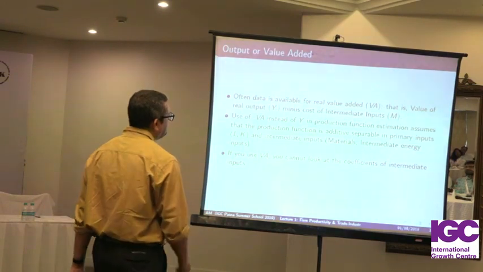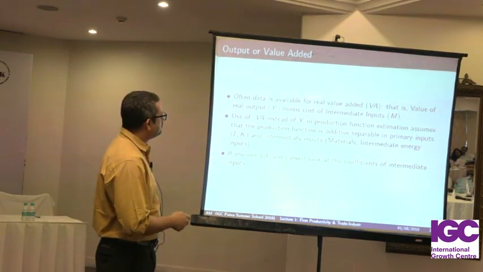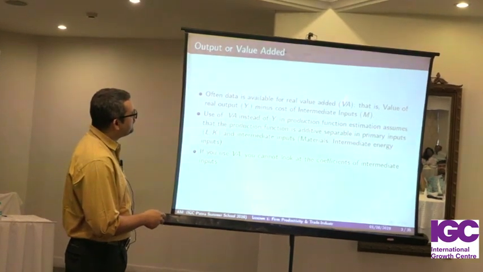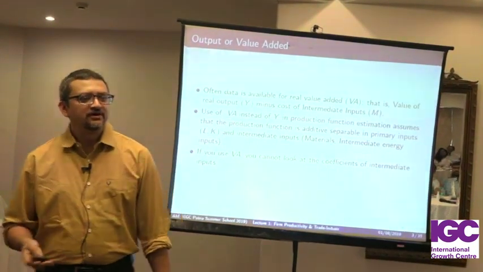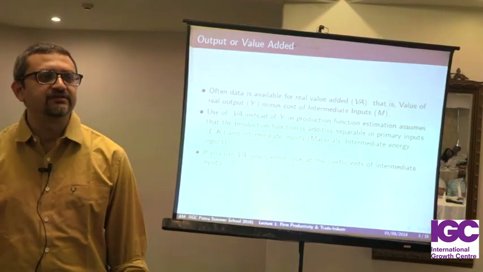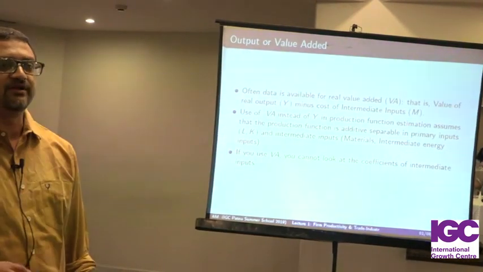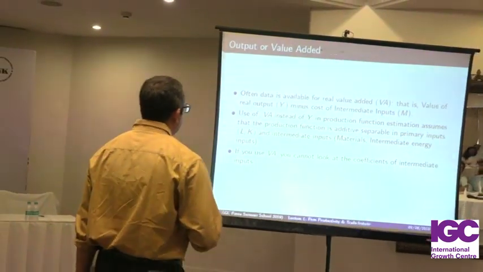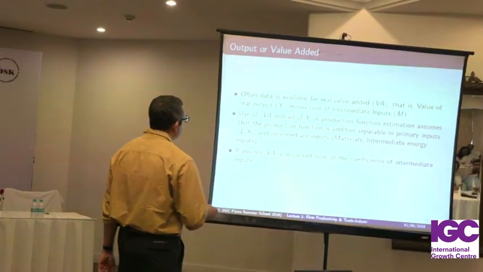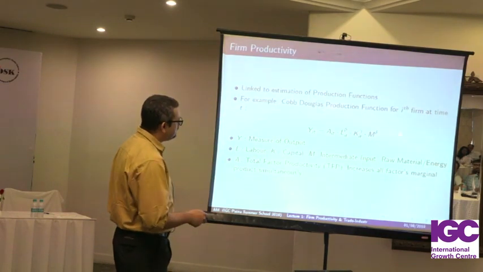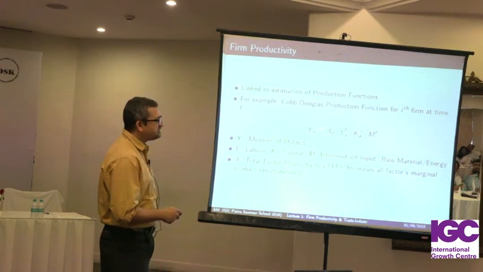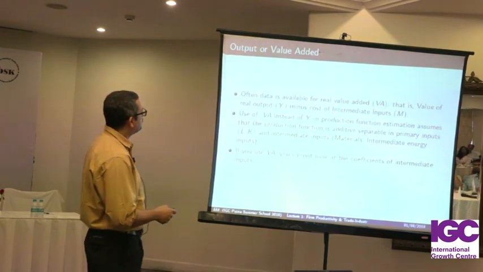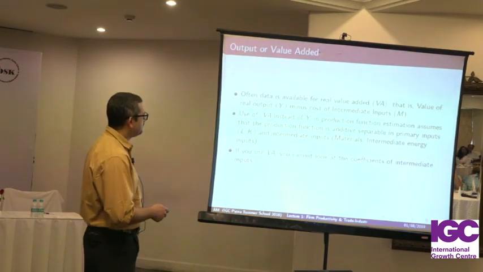So often data is available for real value added. So we want Y, the value of real output, but what we usually get is value added, which is the output or sales net of intermediate inputs, right. People remove electricity cost and all the intermediate costs. Now, the problem in doing that is that once you write down a production function, you have to be very serious about it. Okay. You cannot just say it is just for motivation. You cannot do that.